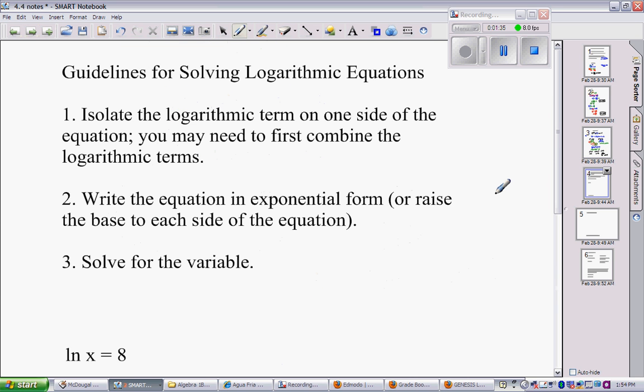So we're going to switch over to logarithmic equations. Our guidelines are to isolate the logarithmic term on one side of the equation. We might have them in expanded form and need to combine them into one first. Then we write the equation in exponential form and solve for the variable.